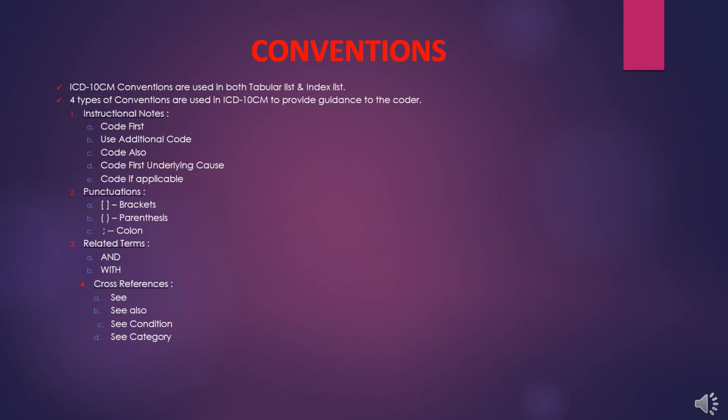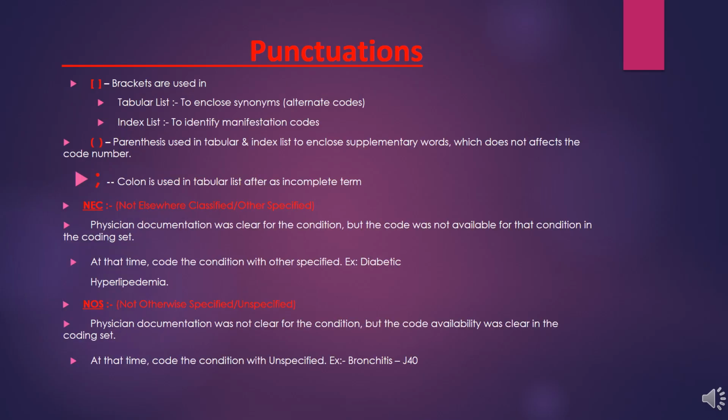ICD-10 conventions are used in both the tabular list and index list. Four types of conventions are used in ICD-10 to provide guidance to the coder. Instructional notes: code first, use additional code, also code first underlying cause code, if applicable. Punctuation: brackets, parenthesis, colon. Related terms: and, with, see, see also, see condition, see category. Brackets are used in tabular lists to enclose synonyms and alternate codes, and in index lists to identify manifestation codes. Parentheses are used in the tabular and index list to enclose supplementary words, which do not affect the code number.